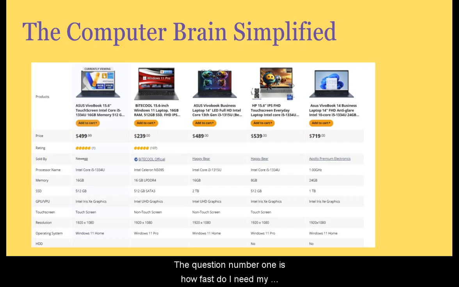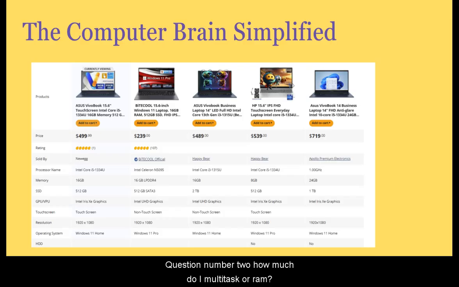Question number one is, how fast do I need my computer to think, or the CPU? If you run many programs, work with spreadsheets, do video calls, or multitask, look for a stronger processor, like an Intel Core i5 or better. Now, if you only browse the internet, watch videos, or check emails, a lower processor like Celeron might be enough.